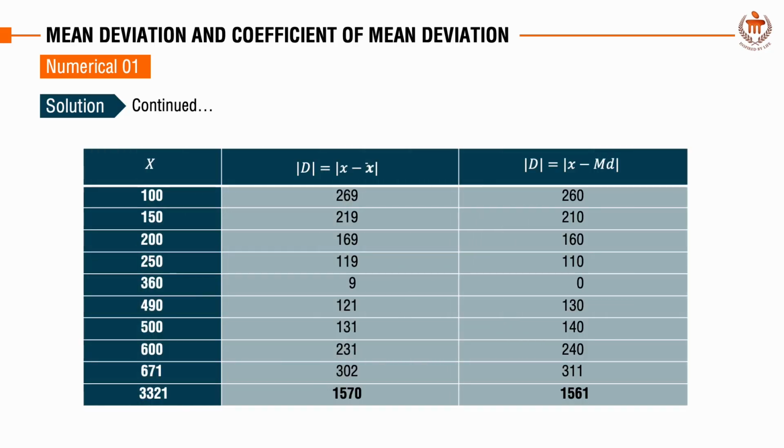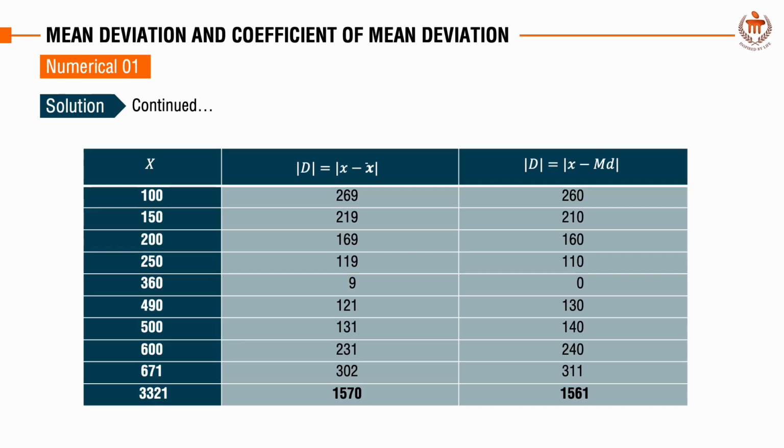Once I have the value of the mean and the value of the median, I can find the deviation of each data value from the average, either mean or median, whichever method I follow. Then I have to take the absolute value, which means I ignore their sign. In the first set of calculations of modulus of D, I'm considering X bar, meaning I'll find the deviation of each value from the arithmetic mean.